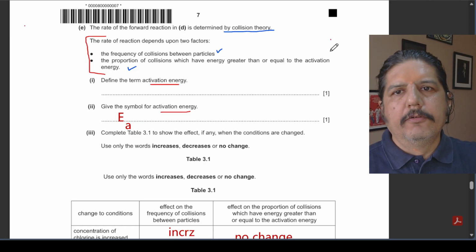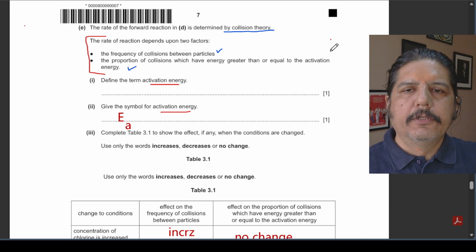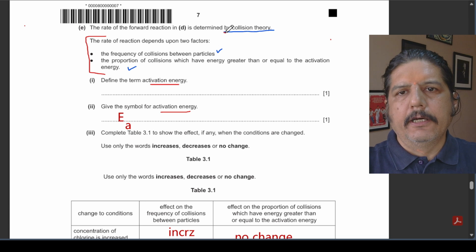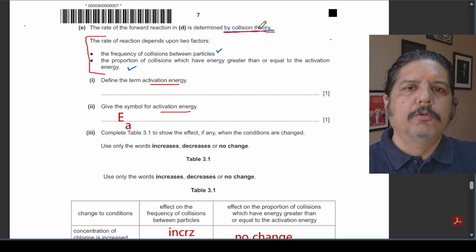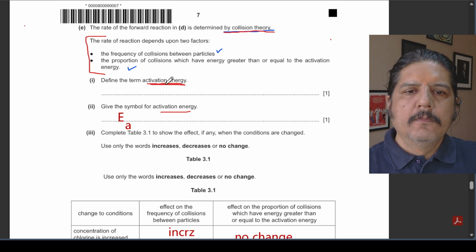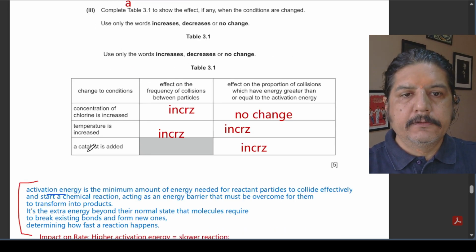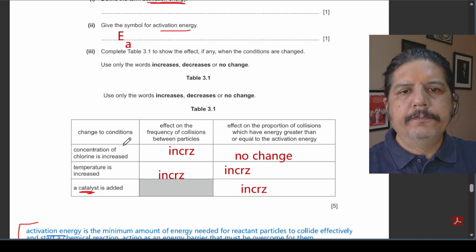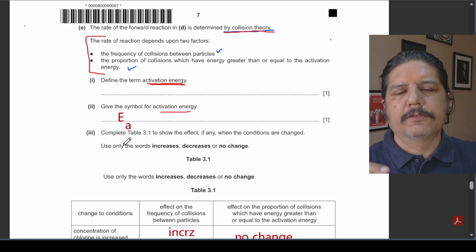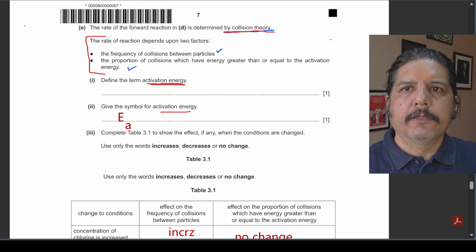So let's move to the final question in the series. This question I found again very interesting because there are 2-3 concepts which are being discussed in this particular question. They are talking about collision theory, activation energy, and catalysts. So in the same question, there are 2-3 very important topics being discussed in a single question from the rate of reaction chapter.